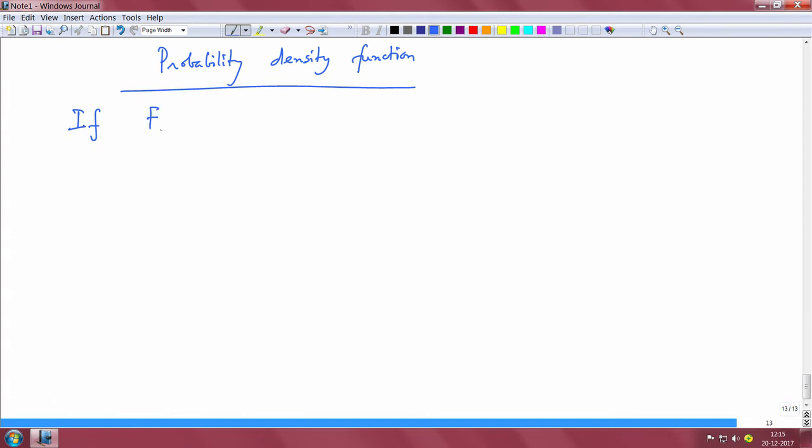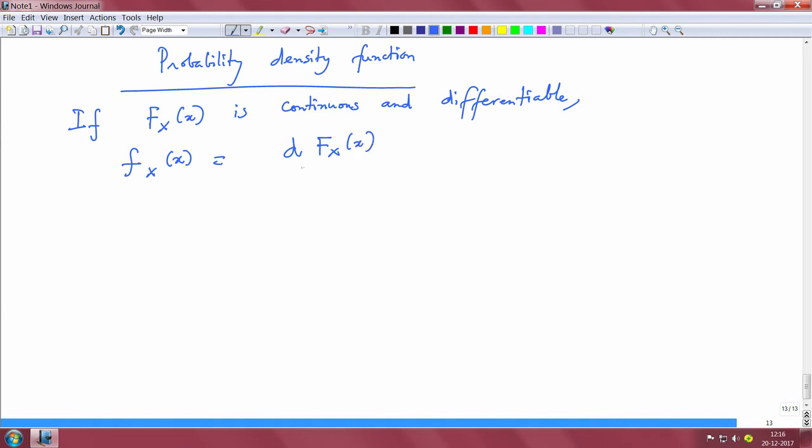If the probability distribution function is continuous and differentiable, then the density function is the derivative of the probability distribution function, and we assume that the derivative exists, so therefore we can take the derivative. So, the properties for the probability density function are as follows. 1, the probability density function is non-negative.